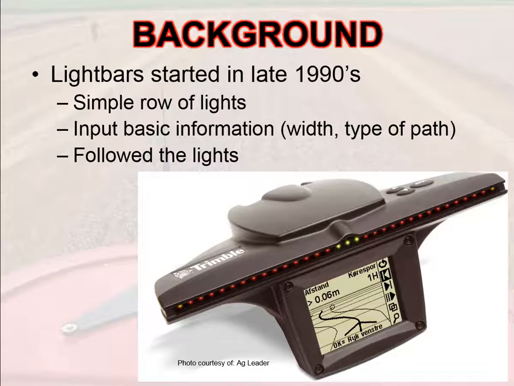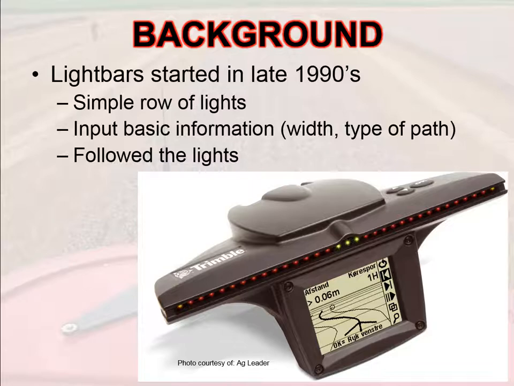And once you plugged in the basic information, like the width of your pass and the type of path that you want to take, like a straight one or a curve, once you got those settings set, all you had to do was follow the lights. So the 3 green lights in the center, as you can see in the picture, meant you were traveling on the center. And even on the screen, some of them had a little screen there where it would tell you how far you are off from one side or the other.